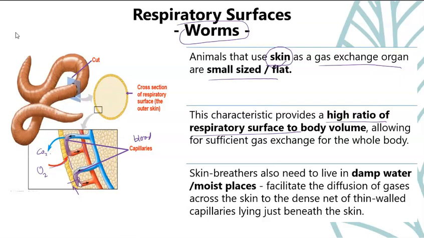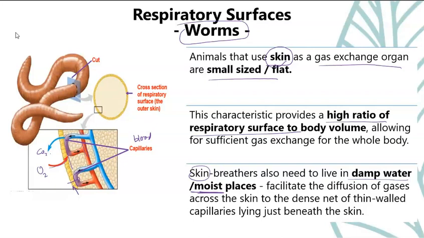Another characteristic of the skin is that it must be moist. So earthworms must live in a moist area. Skin breathers also need to live in damp water or moist places. If you put the worm in the heat where everything is dry, it cannot live. Dryness will prevent oxygen from diffusing into the skin of the earthworm. So earthworms must live in moist places.